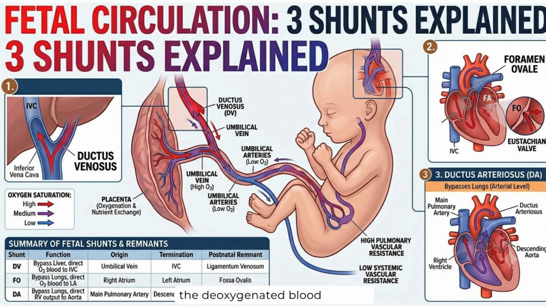Meanwhile, the deoxygenated blood coming down from the superior vena cava hits the right ventricle, but because PVR is so high, it just bypasses the lungs via the ductus arteriosus, dumping directly into the descending aorta. It really is a masterful parallel distribution system.